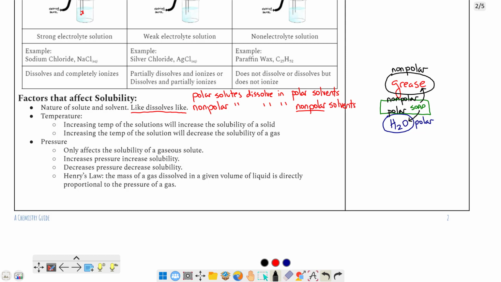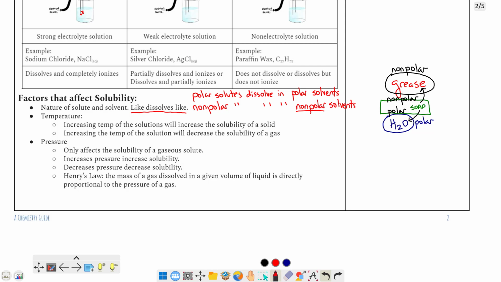Now, moving on, another factor that affects solubility is temperature. Higher temperatures will increase the solubility of a solid. If you think about it, the solute and solvent, they all move faster at higher temperatures. I mean, the little particles inside of them. So this means that substances will dissolve faster at higher temperatures.